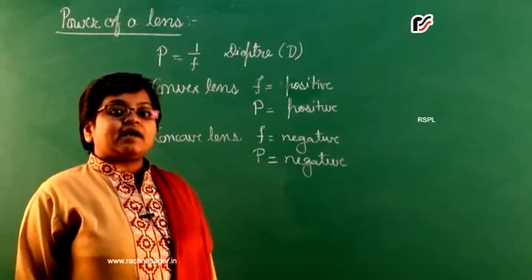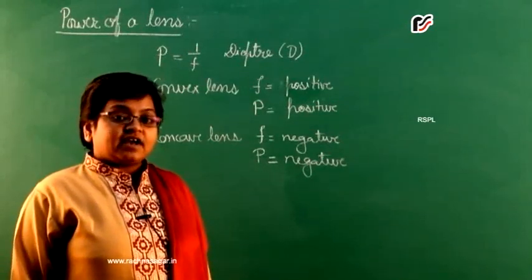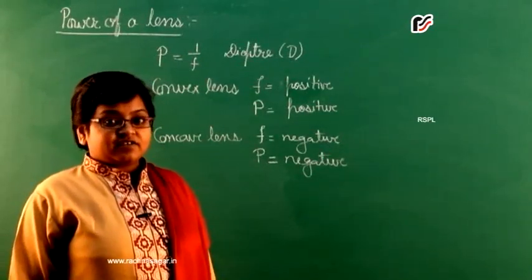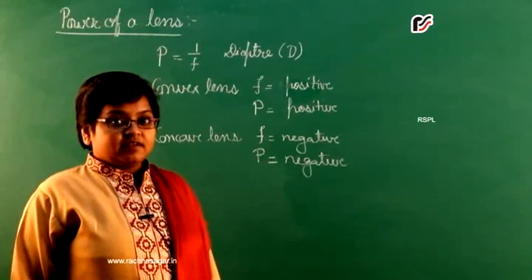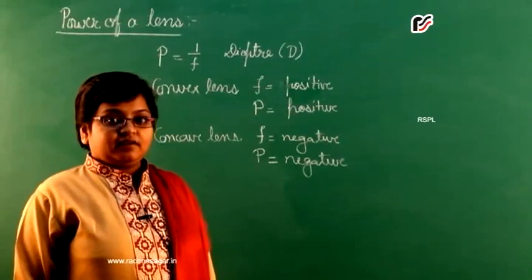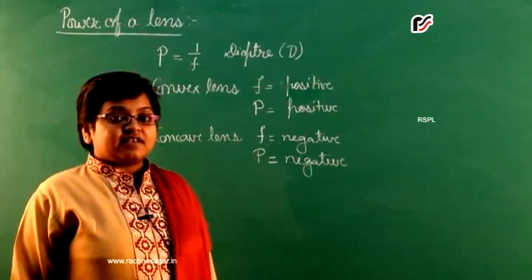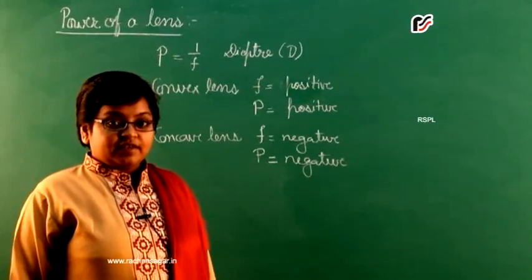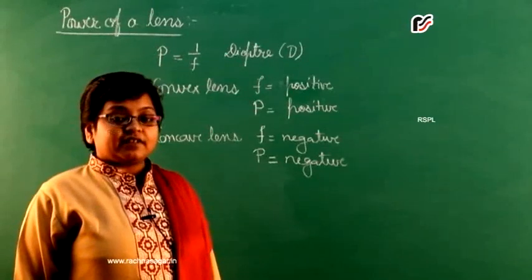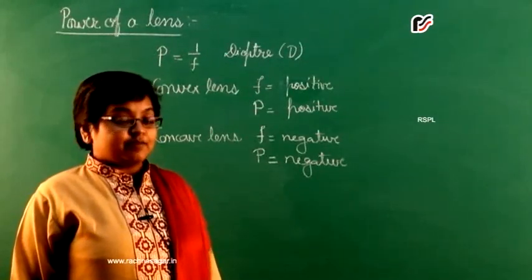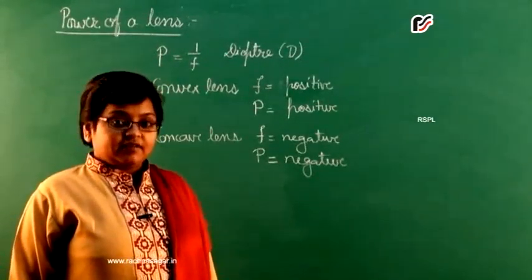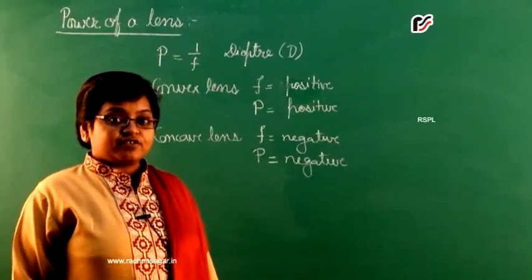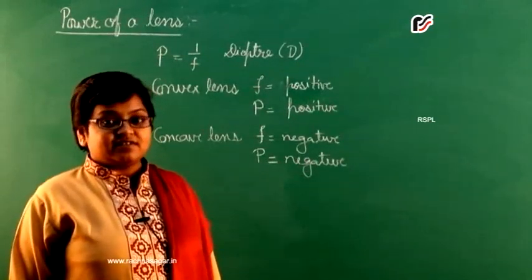When we go to the eye specialist and check our eyes, the eye specialist gives a number to us. What is that number? That number is exactly the power of the lens which you have to use. Whenever the power given by the doctor is negative, that means you have to use a concave lens, and if the power is positive, you have to use a convex lens.